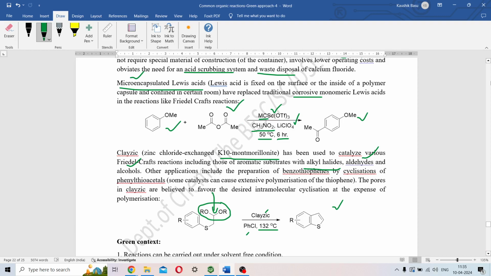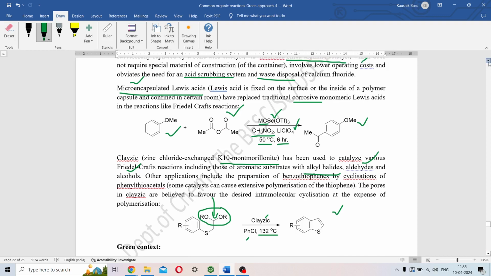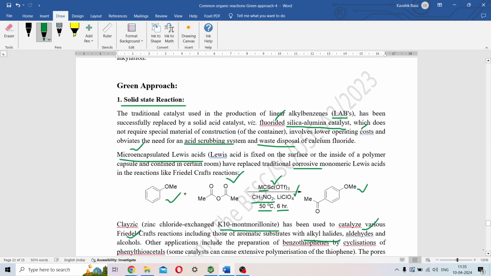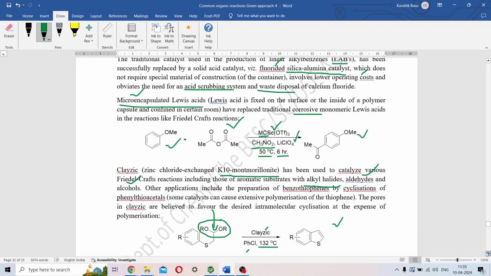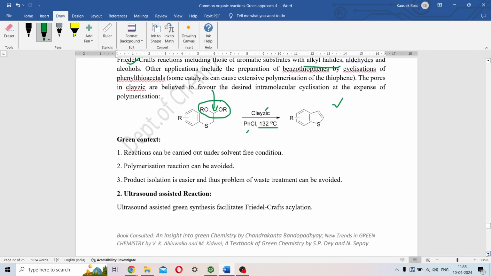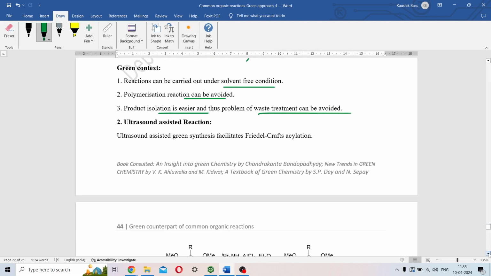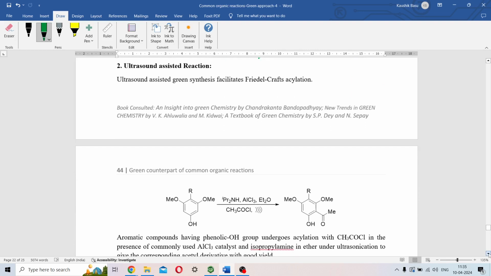So these are all like solid state reactions. So what is the green context? For sure, we are using a solvent free condition. Polymerization has been avoided, product isolation is easy, and therefore the waste treatment problem has also been avoided. We can use aldehydes and alcohols as our electrophiles, so that gives us more reagent scope as well. Next is ultrasound assisted reaction.